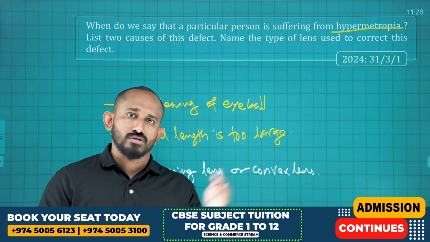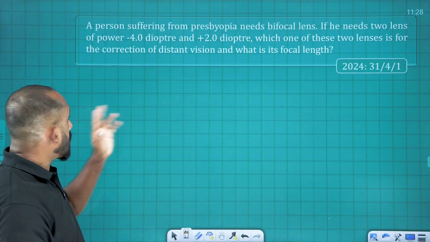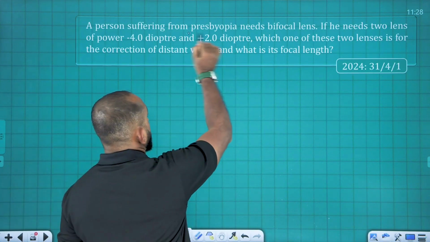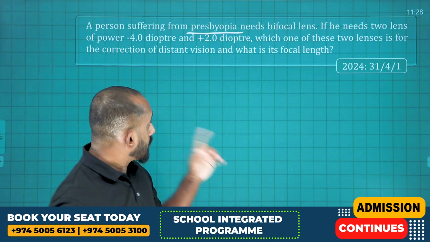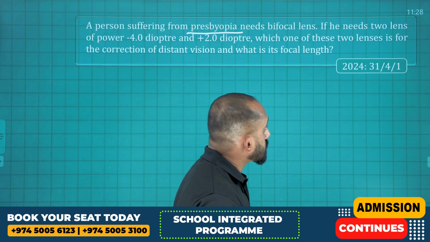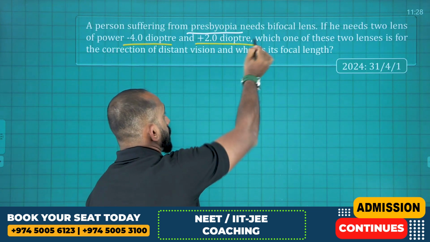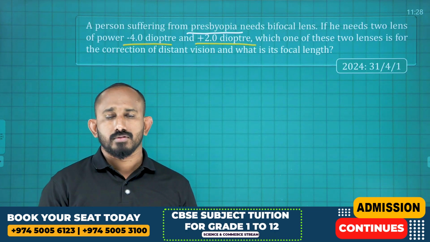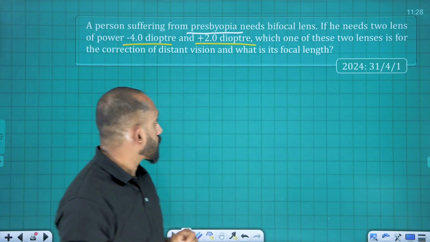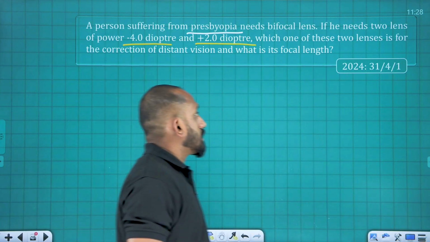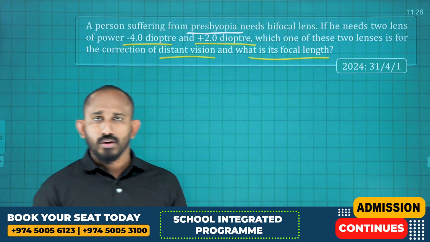Hope you got it? Prepare it logically. Please don't learn by heart. Next question is, a person suffering from presbyopia needs a bifocal lens. If he needs two lenses of power -4 diopter and +2 diopter, negative power is a concave lens, positive power is a convex lens. Which one of these two lenses is for the correction of distant vision and what is its focal length? So a numerical type question.